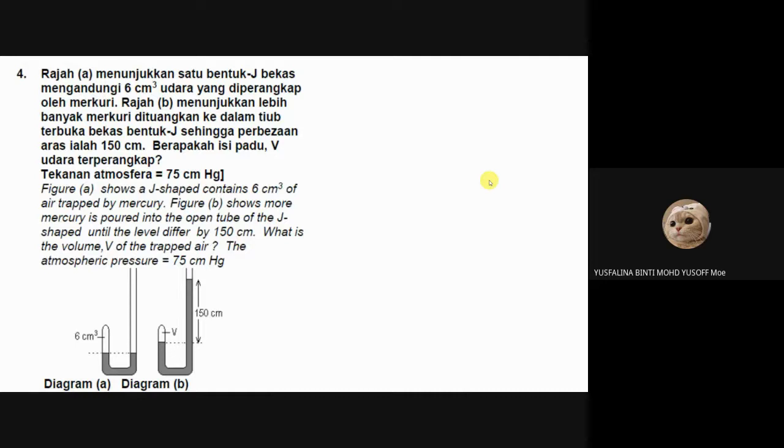Okay, what about question number 4? So it says here figure A shows a J shape tube, which contains 6 centimeter cube of air trapped by mercury. Figure B shows more mercury is poured into the open tube of the J shape until the level differs by 150. What is the volume of the trapped air? So the atmospheric pressure is 75.